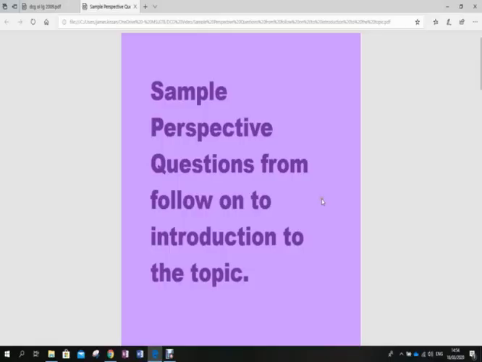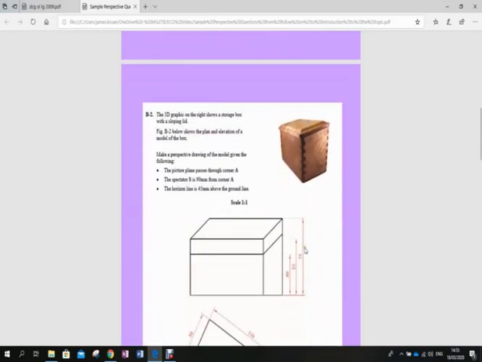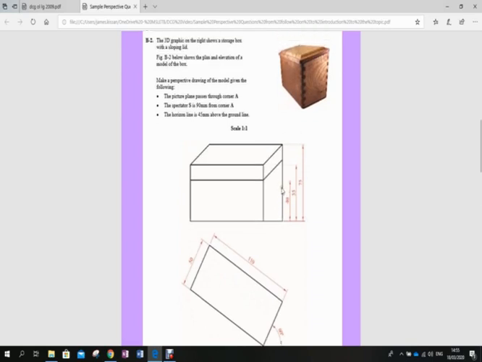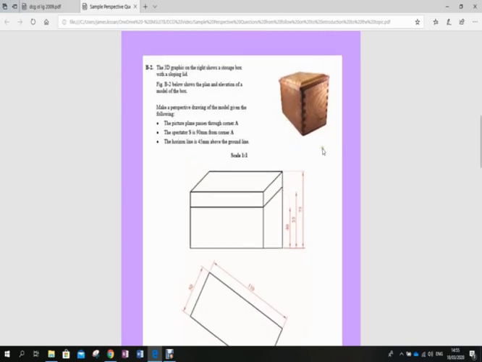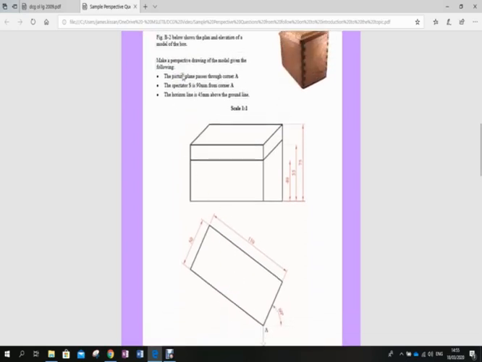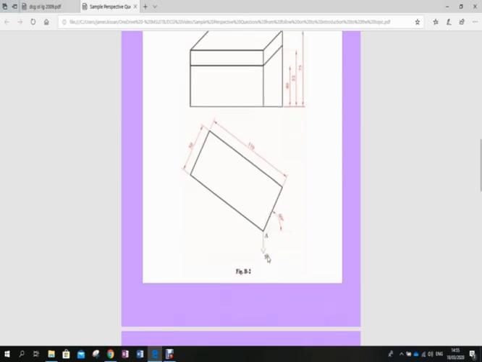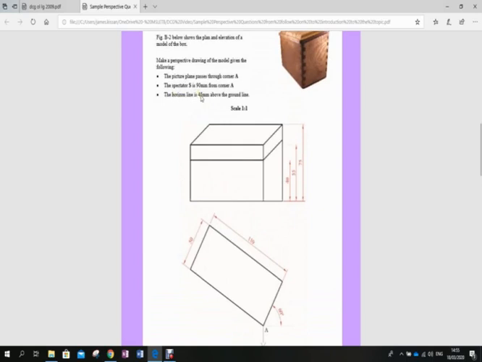These are sample questions now as a follow-on to the introduction to perspective. So basically what we have here is the photograph of a box with a lid. In this case here, the lid is sloping here. What we're asked to do in this question is, picture plane goes through corner A here. Your spectator is located 90 away from A, so straight down in this case. And then the horizon line is 45 above the ground line. Scale in this question is scale 1:1.